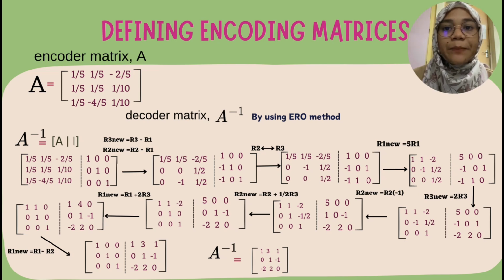As shown here, the process involves converting matrix A into the identity matrix on the left hand side while simultaneously transforming the identity matrix on the right hand side into the inverse matrix. By performing these operations, we arrive at the decoder matrix, which is the inverse matrix: 3, 1, 1; 1, 2, 0; minus 2, 2, 0. This matrix will be crucial for decoding the message later.